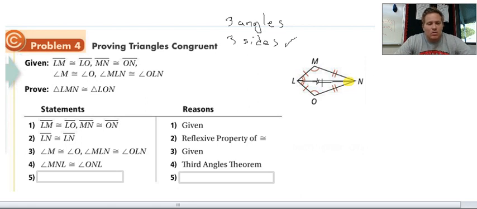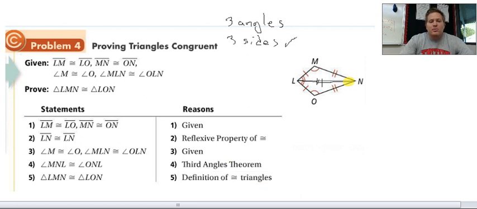So what does that mean now? That means that we can say that the triangle LMN is congruent to triangle LON. And how do we know that? We know that that's the definition of congruent triangles. So we proved all 6 points. We proved that the 3 sides are the same, and we just proved that 3 angles are the same. So check mark, proved it, got it in the books.